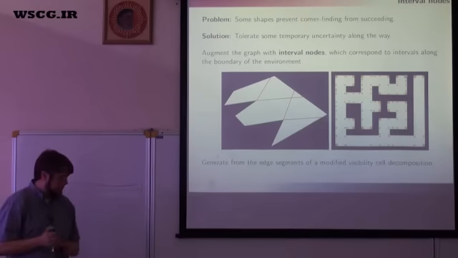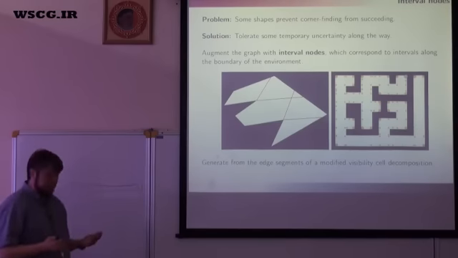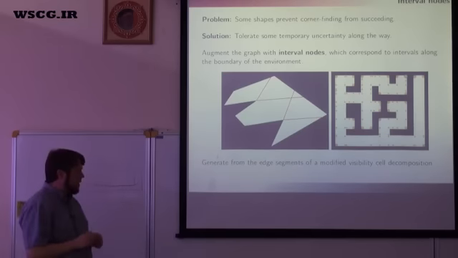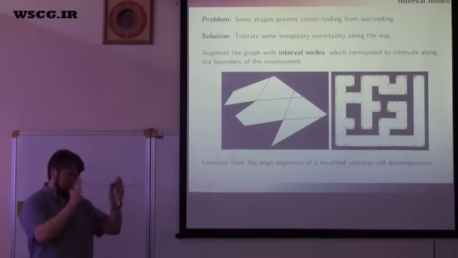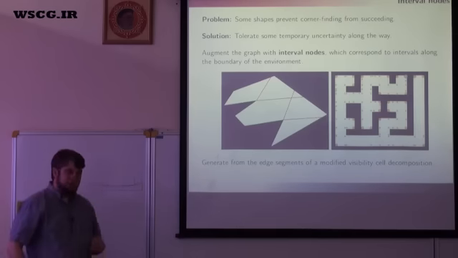So we would like to think about how we can expand our graph to account for those kinds of what we call temporary uncertainties. Some steps through the graph correspond not to a known position at a convex corner, but to some interval of possible positions, and we're not quite sure exactly where the robot is.